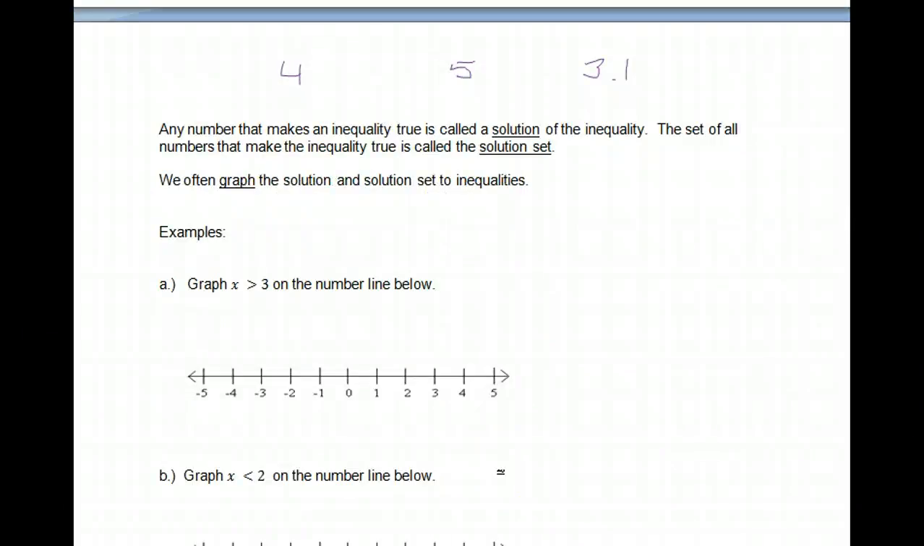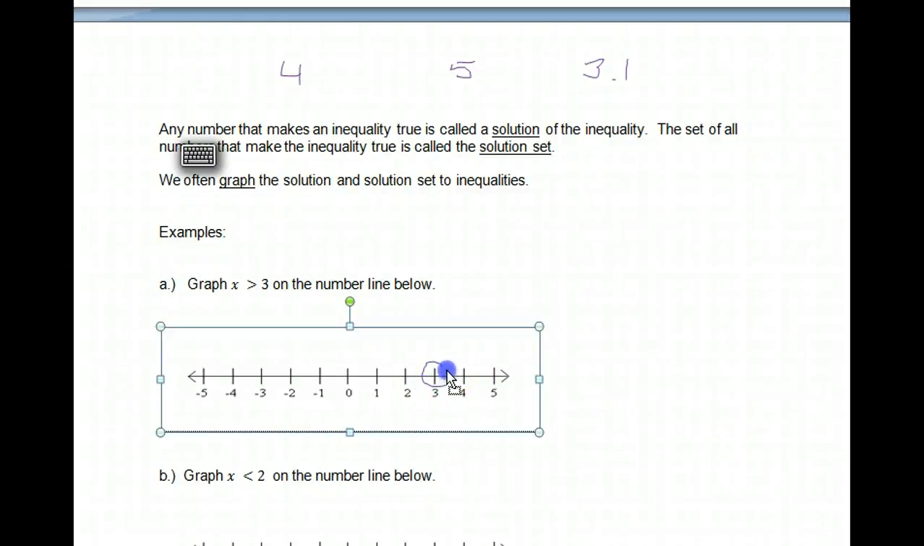Letter A says graph x is greater than 3 on the number line below. So the first thing that we want to do is locate 3 on our number line. And what we're going to do here is put an open circle on that number line. The reason that we use an open circle is because we want to indicate that 3 is our boundary number and that it's not included in our solution set.